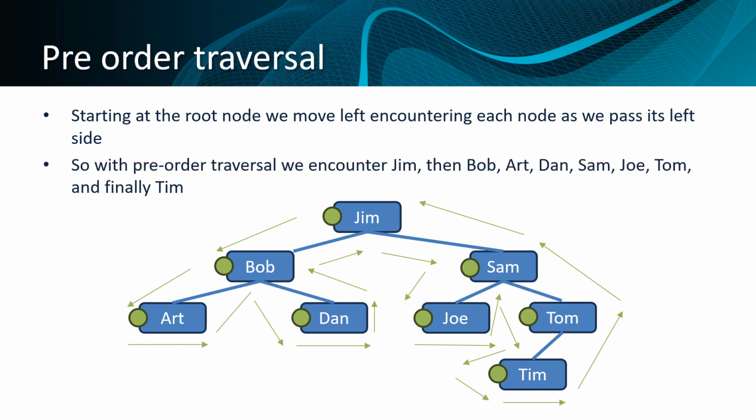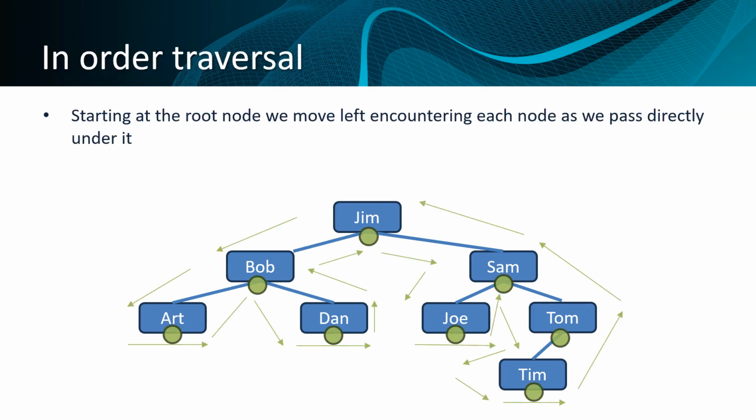So first we encountered Jim, then Bob, then Art, then we move down, around and underneath, and we pass the left side of Dan. We next move up and around, and the next node we encounter is the left-hand side of Sam. Then it's Joe, then we come round to Tom, then Tim, and we've finally finished the entire tree.